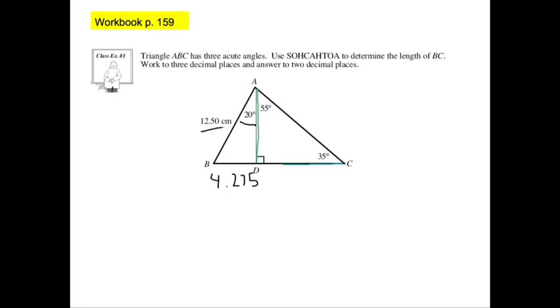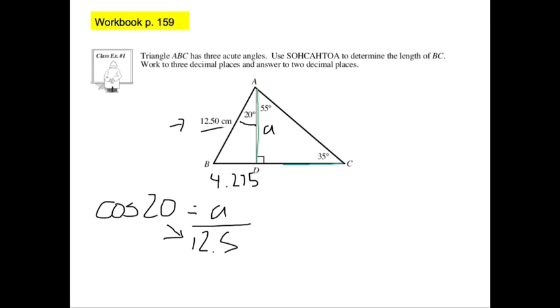I would highly suggest sticking with the hypotenuse when figuring this out. So we've got the adjacent and the hypotenuse. That's going to be cos. So it's going to be cos 20 is equal to, we'll call that A, adjacent over your hypotenuse, which is 12.5. So when you work that out, cos 20 times 12.5, A is going to be 11.746 centimeters.